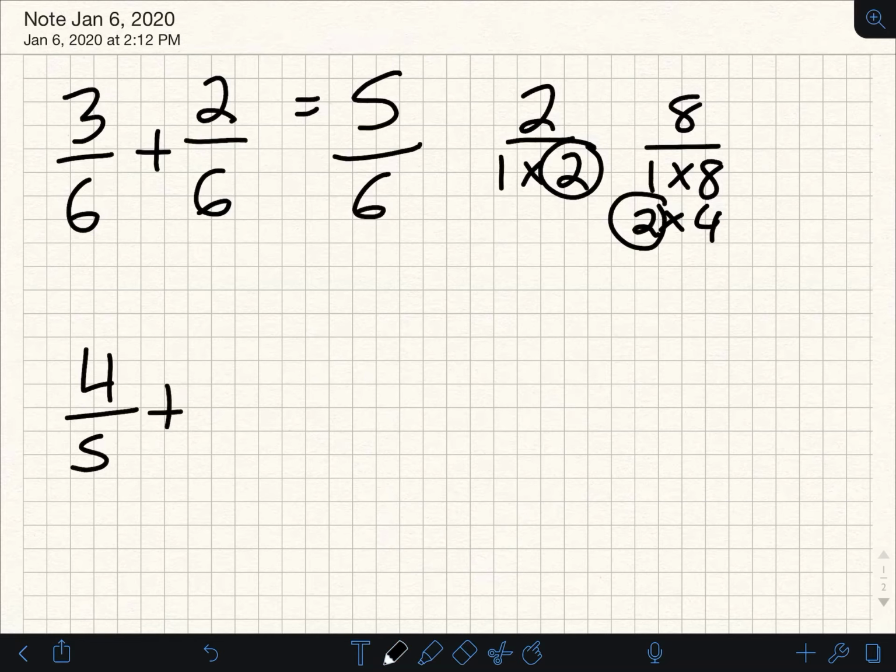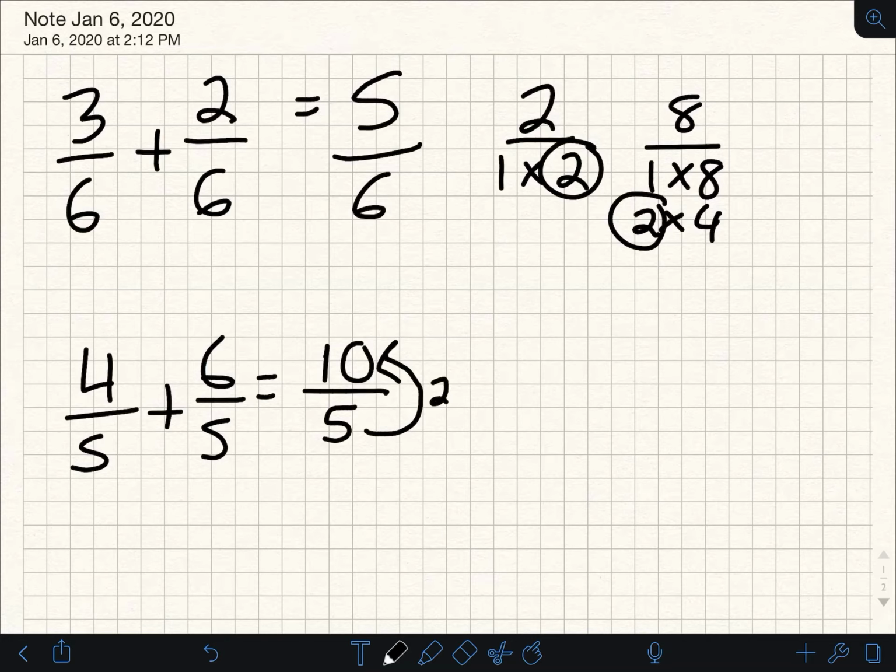The other thing we can run into is if we have a problem like 4/5 plus 6/5. 4 plus 6 is 10, and our fifths stay the same, but this is an improper fraction. So then we have to ask ourselves, how many times can the denominator fit into the numerator? 5 can fit into 10 2 times. And there are no leftovers, so the answer would be 2. 10/5 is the same as 2, so this is the answer you'd want to have.